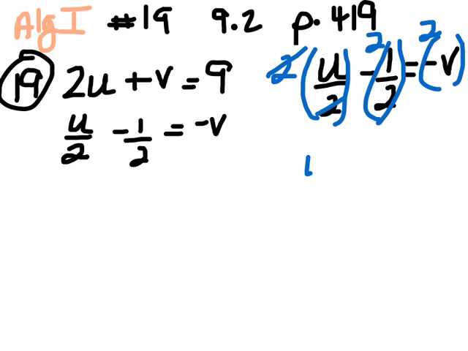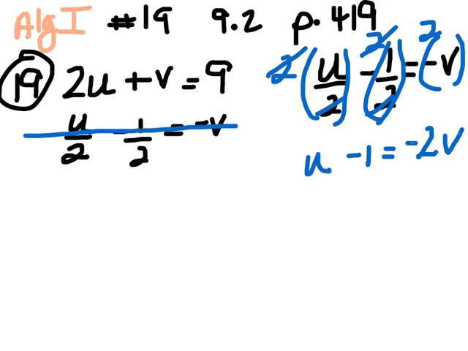Those cancel out, leaving me with u. Those cancel out, leaving me with a minus 1. And then over here, I have minus 2v. Now, I'm looking for one of these. First of all, that got rid of the fraction. So now I can actually say, ooh, I'm not even going to think about that one anymore. This one has turned into u minus 1 equal negative 2v.